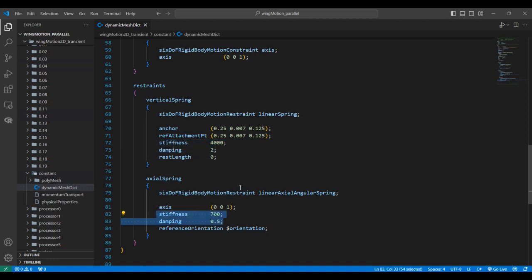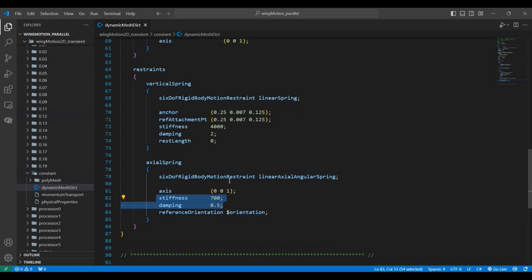A very small value of stiffness and damping will result in a very small change in the angle of attack and vice versa. So this was all about the dynamic mesh dictionary that I have used for dynamic meshing in my wing motion tutorial.